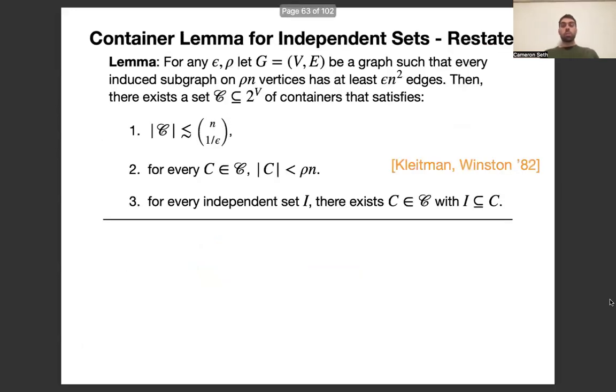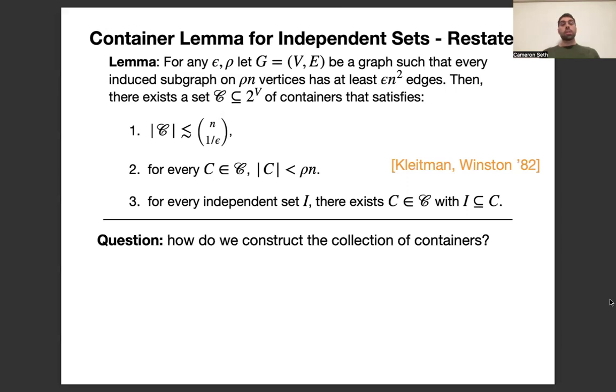So how can we use this idea to prove a container lemma? Again, this is the container lemma by Kleitman and Winston. The big question is, how do we construct the collection of containers?